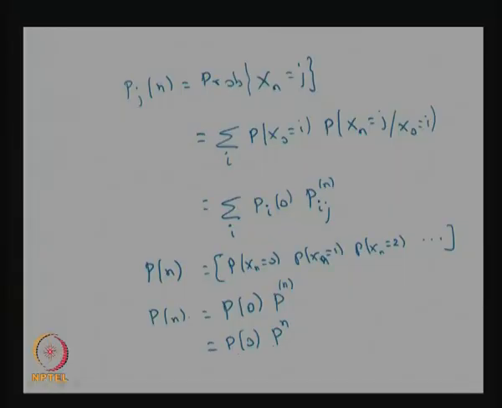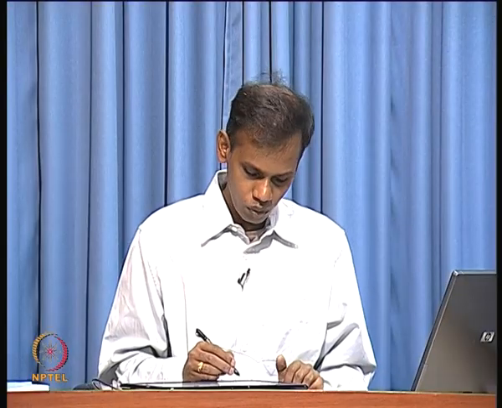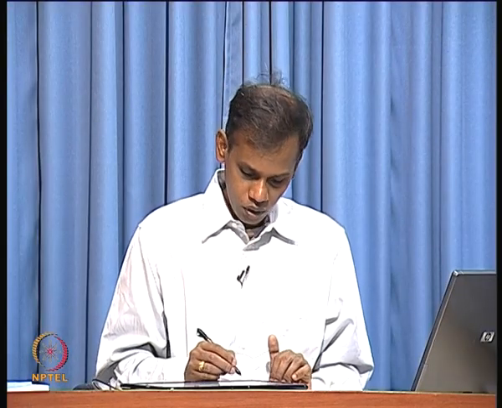So, with the help of the one step transition probability matrix and the initial probability vector, you can find the distribution of X_n for any n. Now, we are moving into simple examples using the n step transition probability matrix and the one step transition probability vector, to see how to find the distribution of X_n.